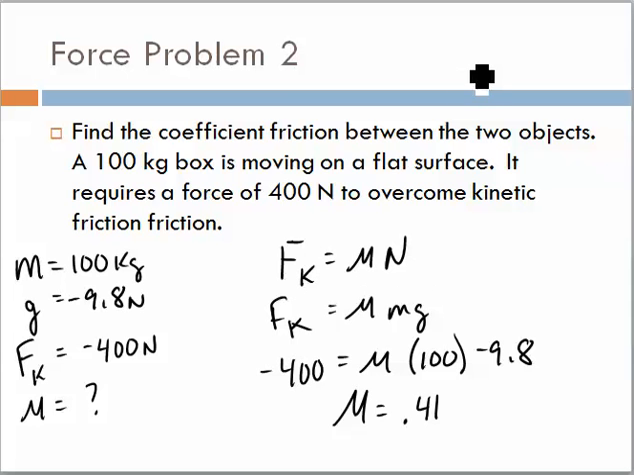N is the normal. And we said that the normal is just m times g because we have a flat surface. Alright, so it's simply a flat surface, so it would be just m times g. That will change if we have it on an incline. And we divided and got mu equals 0.41.